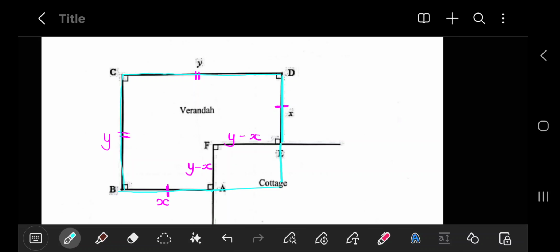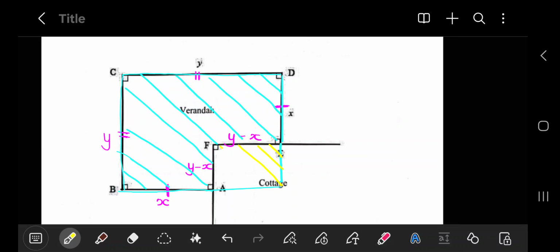If this is the entire rectangle that we're working with, area would be quite simple for us to get because we would say length times breadth, it's y times y, which is y squared. So we understand that the area of the veranda, this is going to be the veranda. If it was a complete rectangle, it would just be y squared. However, what we notice is that we've got this shape. So this other rectangle is part of the cottage that is not part of the veranda.